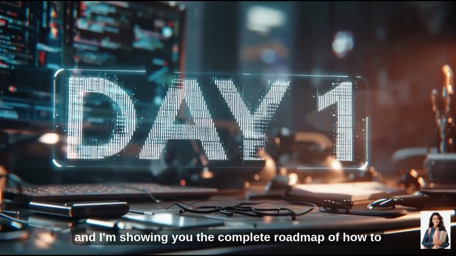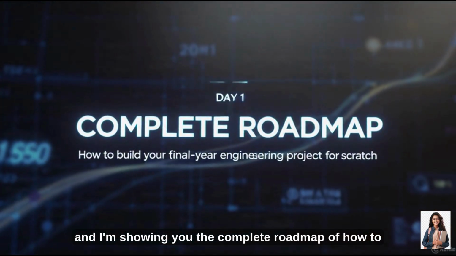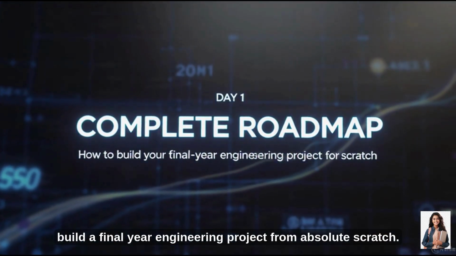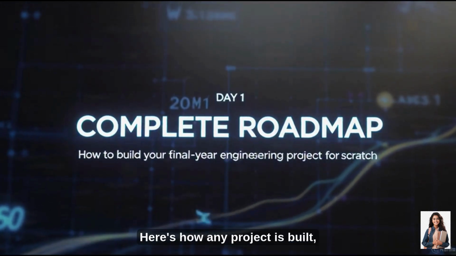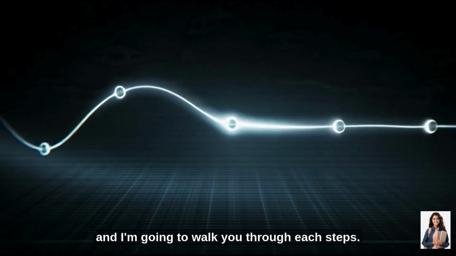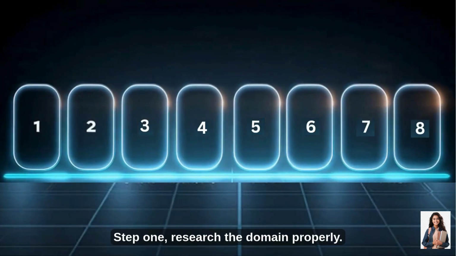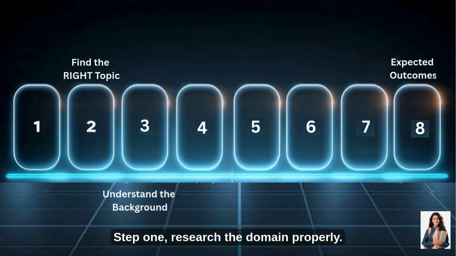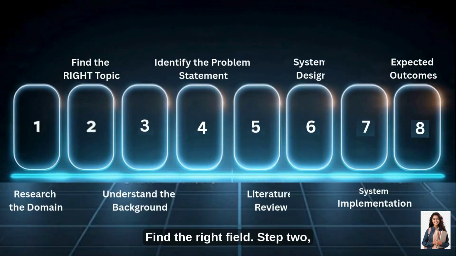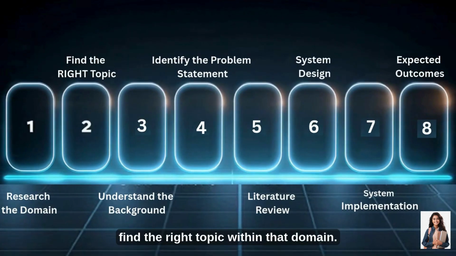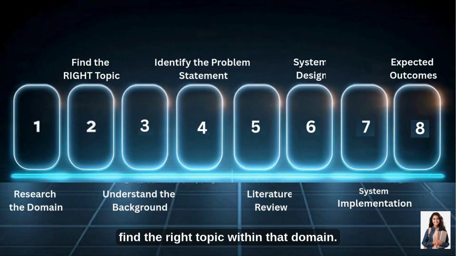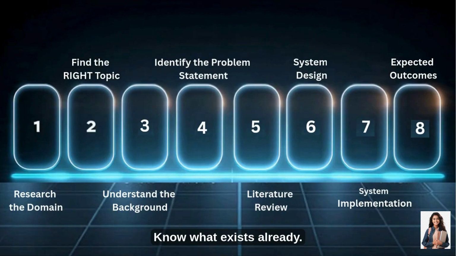Today is day 1, and I'm showing you the complete roadmap of how to build a final year engineering project from absolute scratch. Here's how any project is built, and I'm going to walk you through each step. Step 1, research the domain properly. Find the right field. Step 2, find the right topic within that domain. Step 3, understand the relevant background. Know what exists already. Step 4, identify the problem statement.